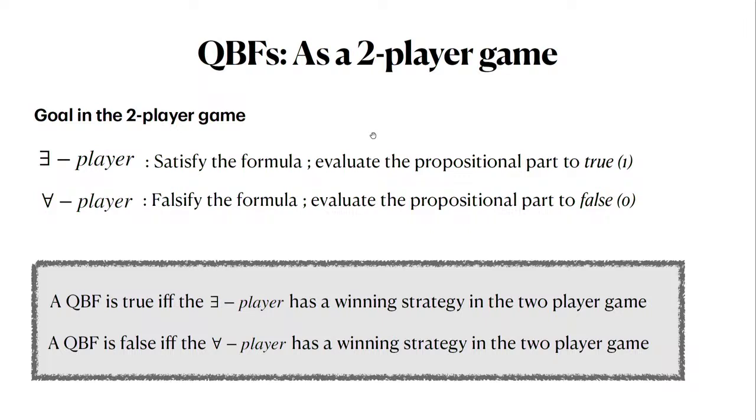The goal of the existential player in this game is to satisfy the formula. The universal player is trying to falsify the formula. The notion of true and false can be equated to a strategy on winning the game. A QBF is true if the existential player has a winning strategy, and a QBF is false if and only if the universal player has a winning strategy. This is how we extend the notion of true or false to a strategy on a two-player game.